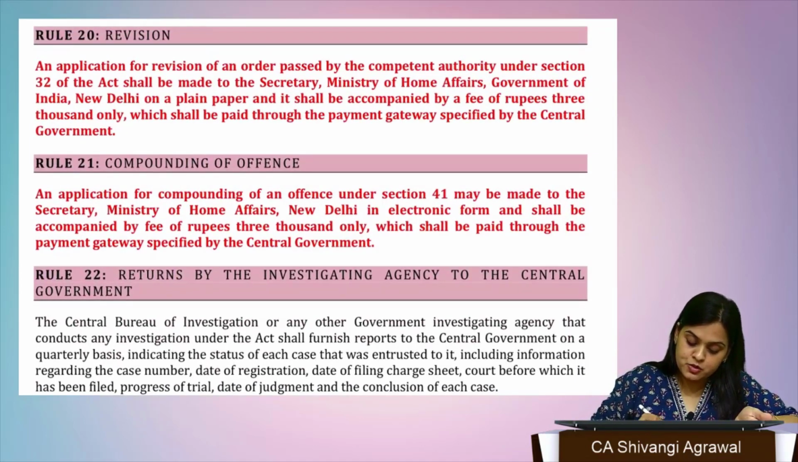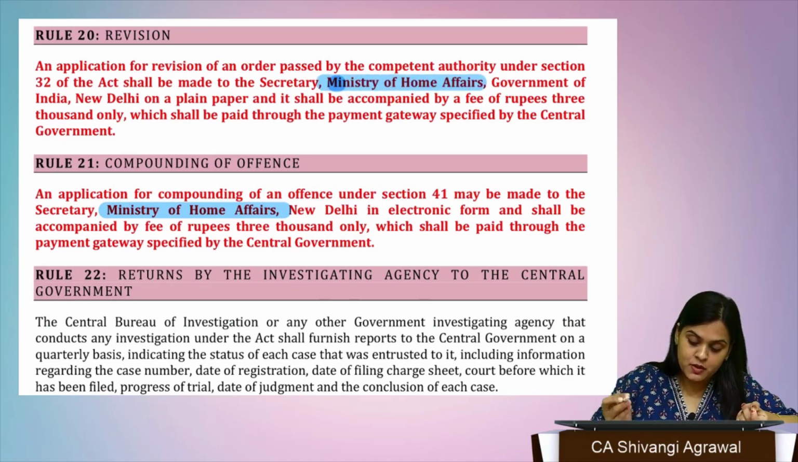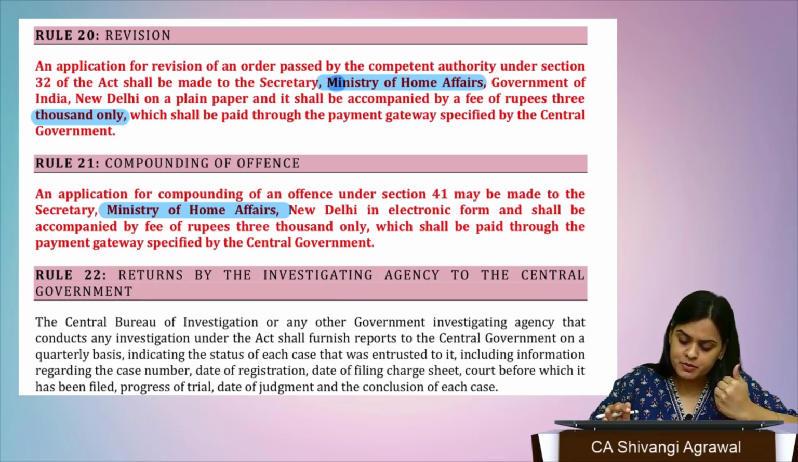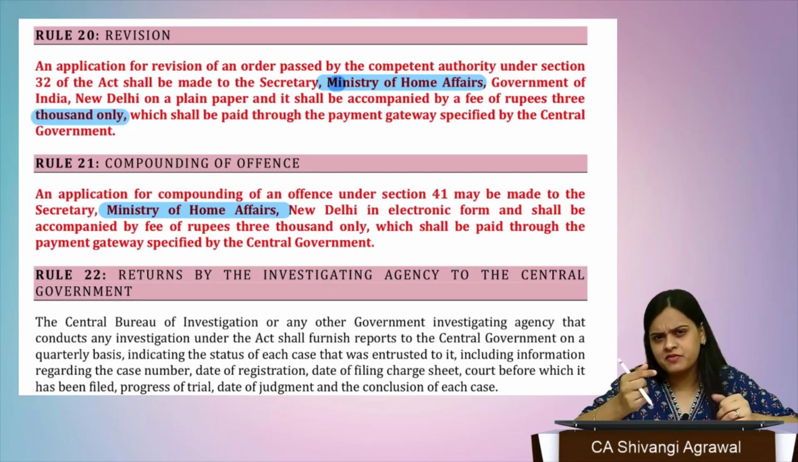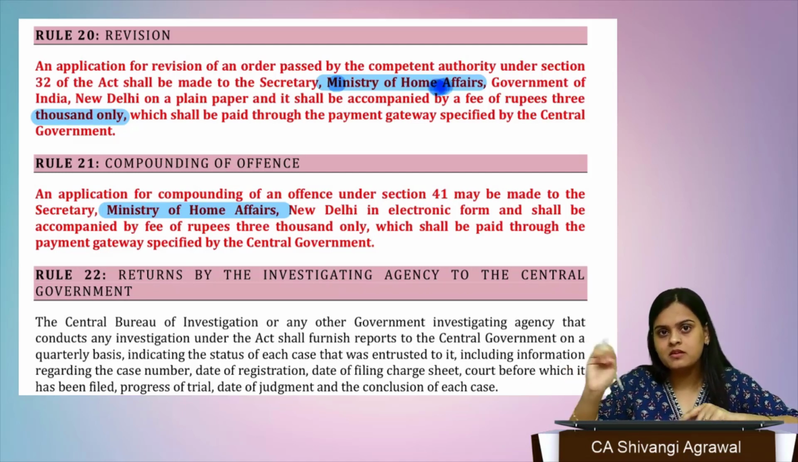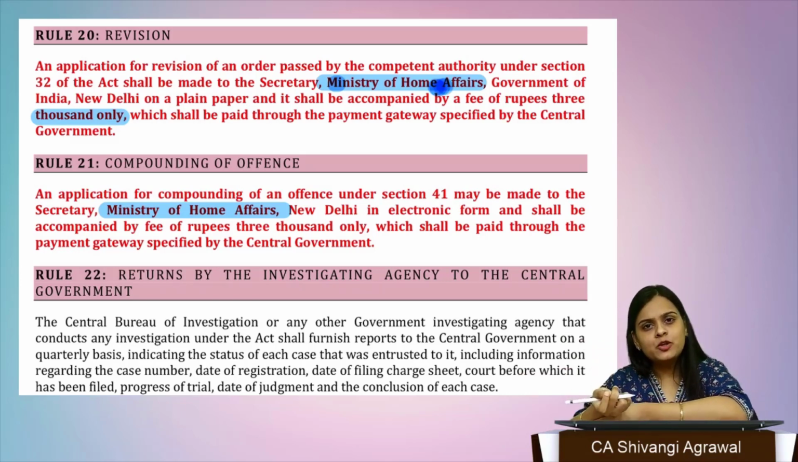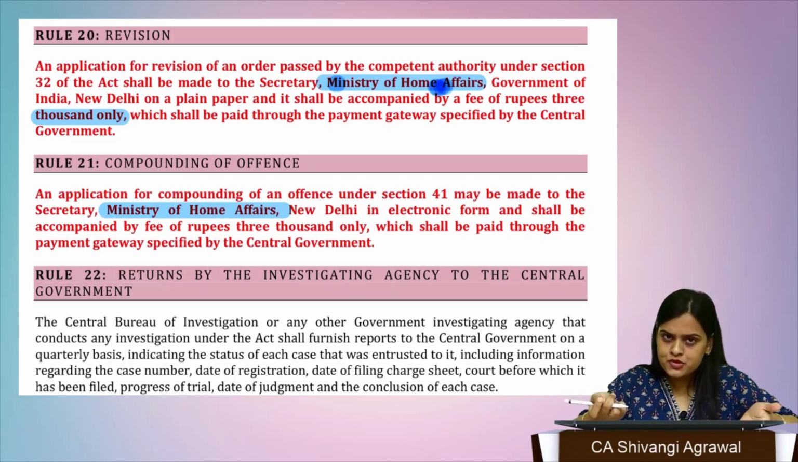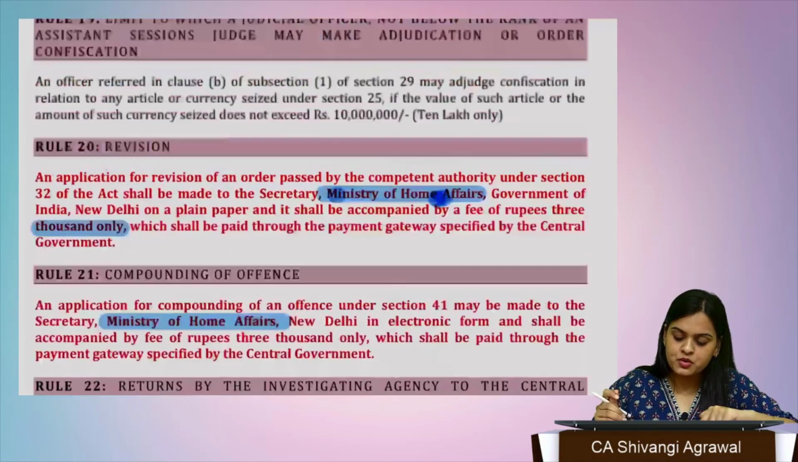For compounding of offence, you are going to make an application to MHA. For any revision of order, an application is going to be made to MHA. The application will be accompanied with 1000 rupees. It is not on any stamp paper, just on plain paper. Supposedly an authority has passed an order that your registration has been cancelled. You want this order to be revised because maybe there is some prima facie error. So it can be made to MHA on plain paper with 1000 rupees. And if you want to compound some offence, you have committed an offence and you don't want the trial to happen, so you are ready to pay whatever charges are imposed on you, again an application can be made in such form. This is going to be in electronic form, so you don't need to worry a lot.